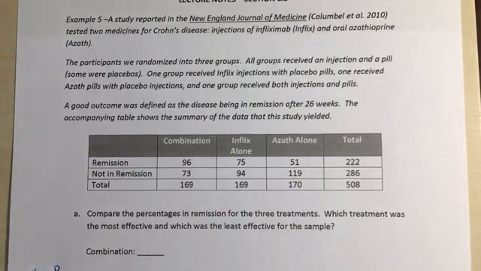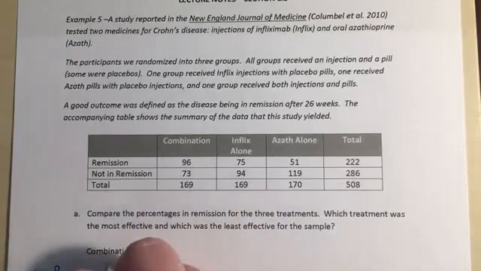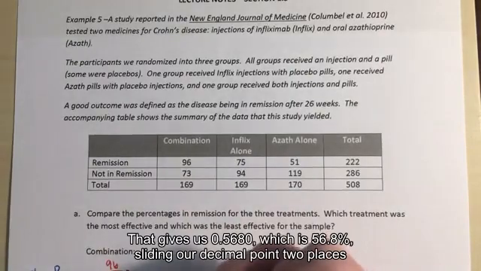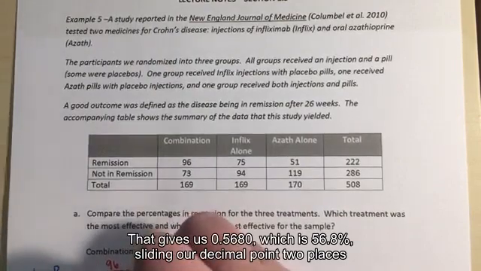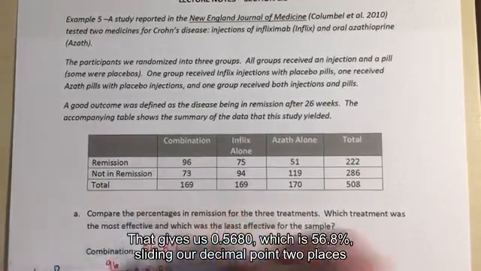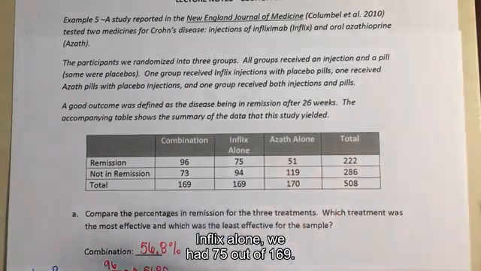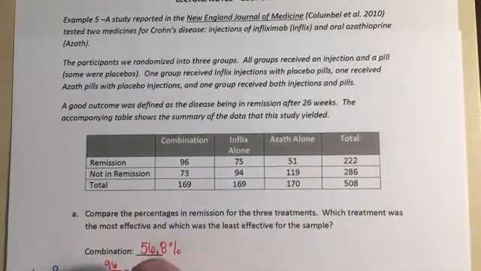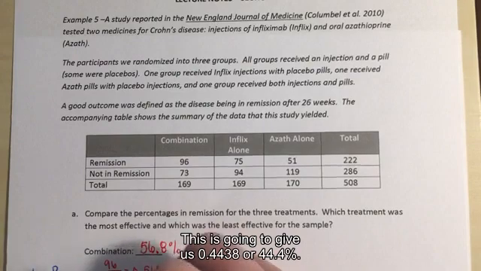All right, so combination. Right, we had 96 people in remission divided by 169. That gives us 0.5680, which is 56.8%. Right, sliding our decimal point 2 places to the right. Inflix alone, we had 75 out of 169. Right, this is going to give us 0.4438 or 44.4%.